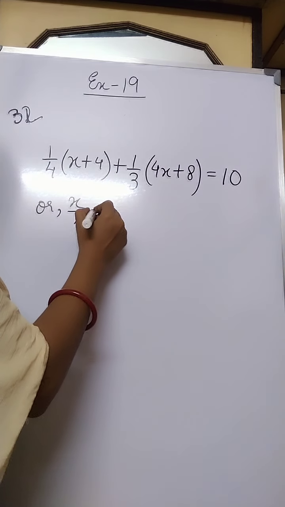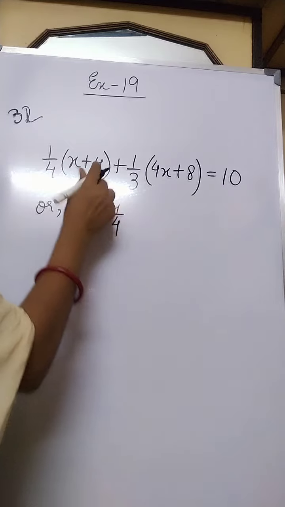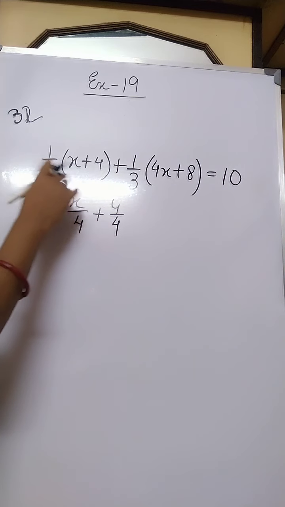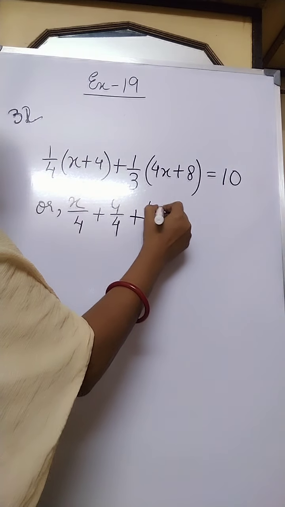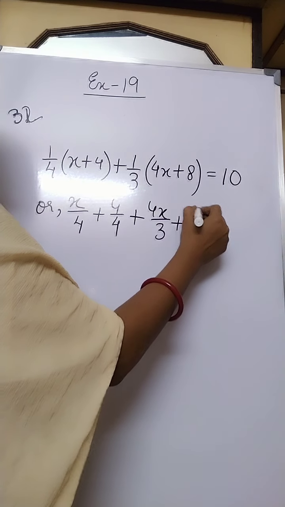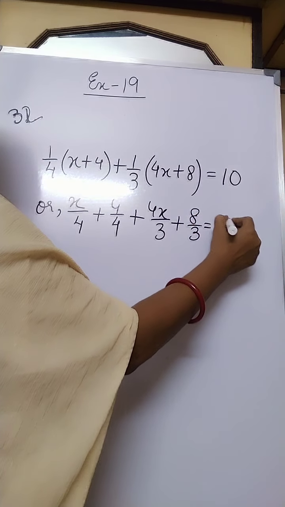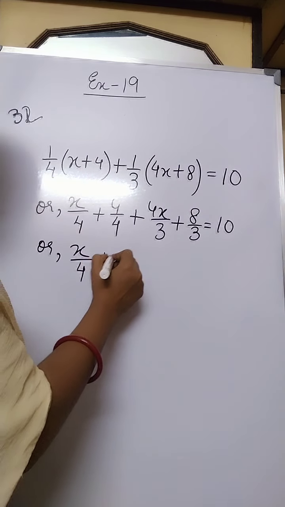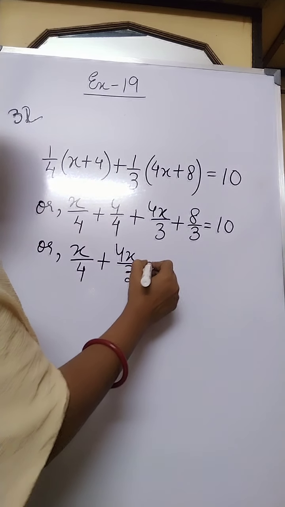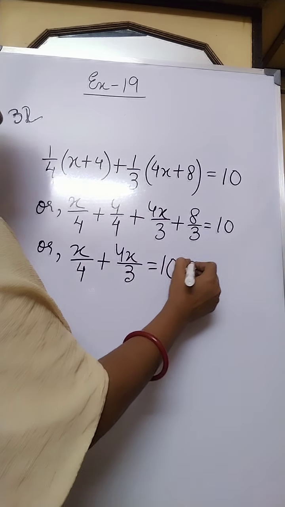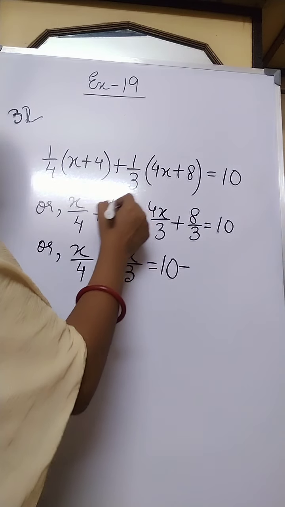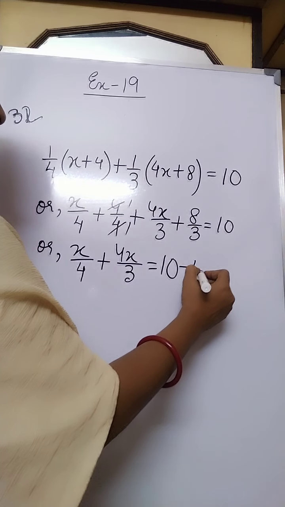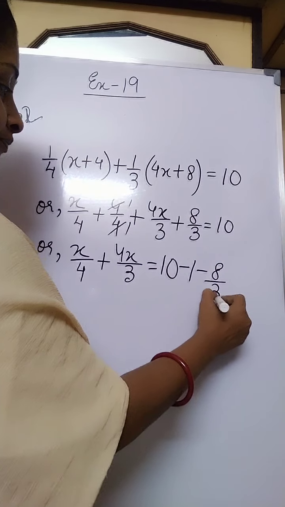X by 4 plus 4 by 4, because first we will try to remove the bracket and multiply the outside term with the inside expressions, plus 4x by 3 plus 8 by 3 is equal to 10, or x by 4 plus 4x by 3 is equal to 10 minus 4 by 4 will cancel, it will become 1 by 1, so 1. So 10 minus 1 minus 8 by 3.